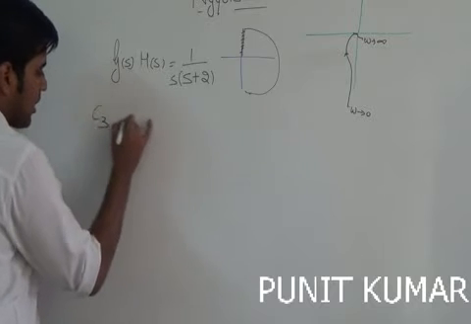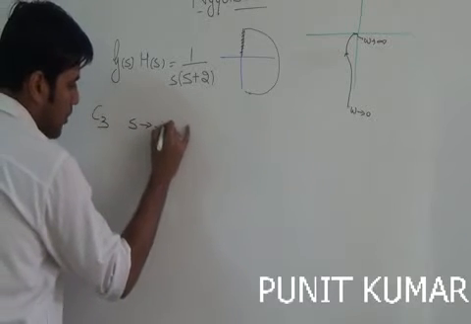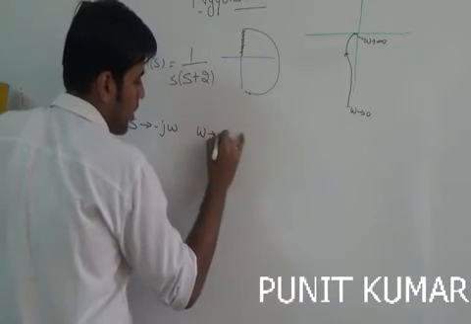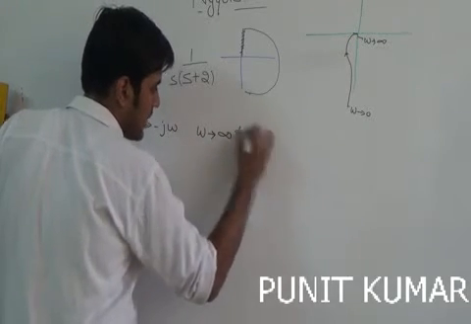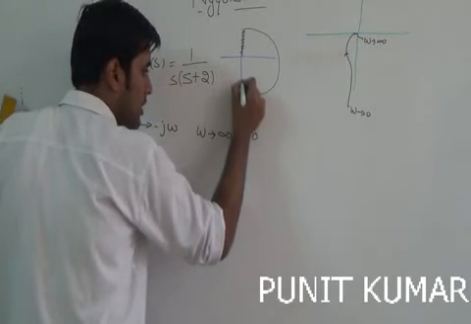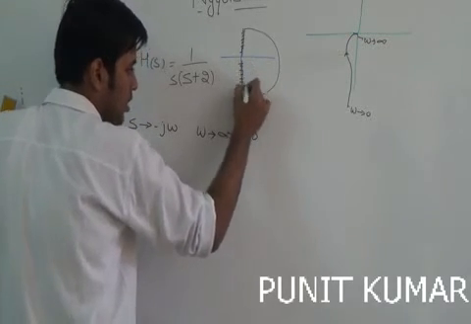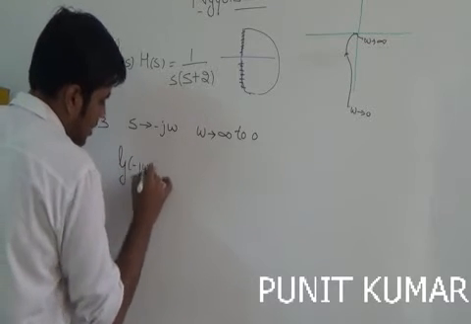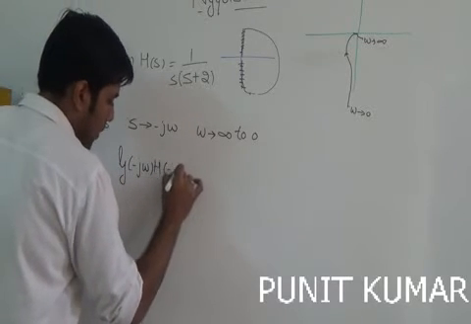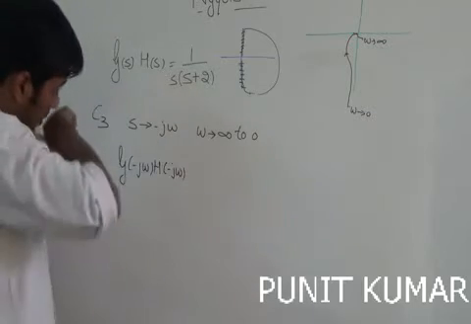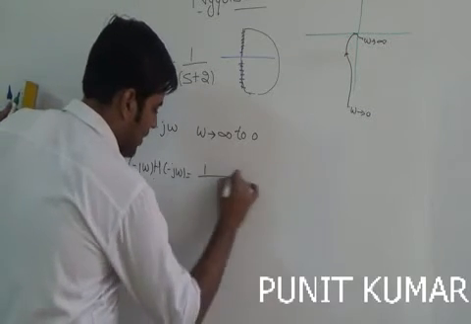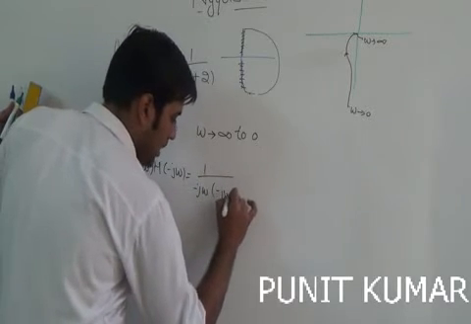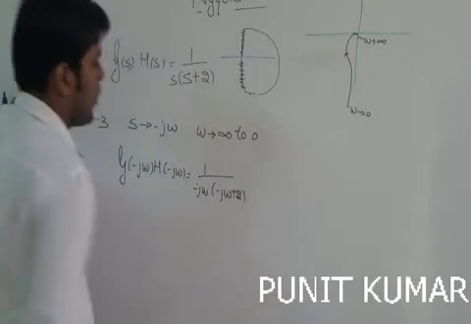For C3, s approaches minus j omega, and omega changes from infinity to 0. What is this one? Z at minus j omega, H at minus j omega, is 1 divided by minus j omega into minus j omega plus 2.